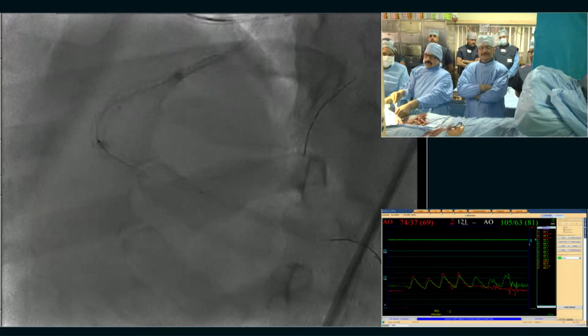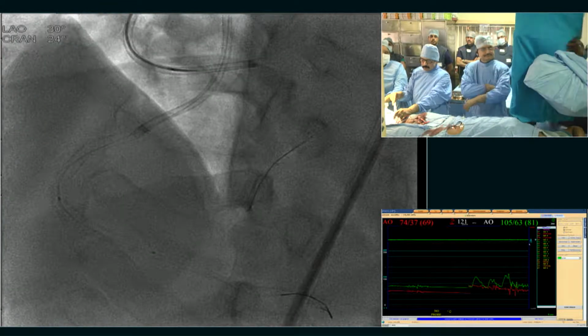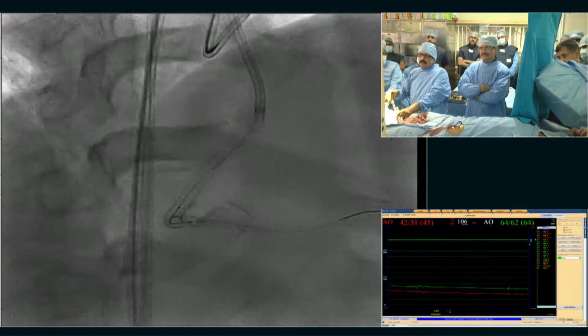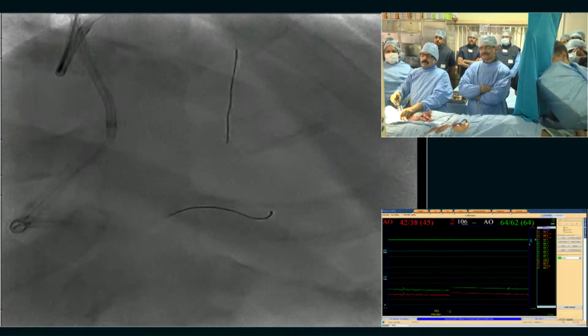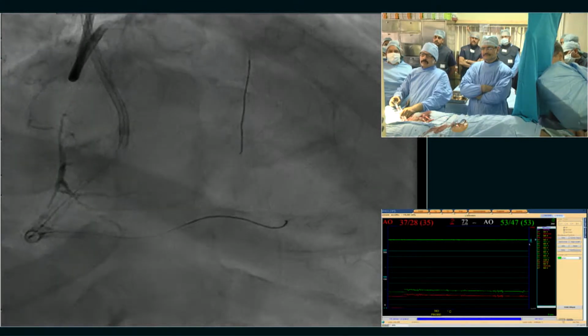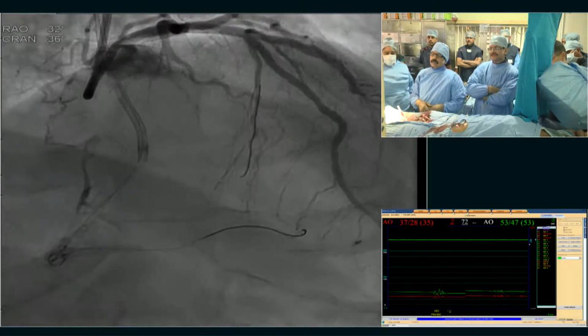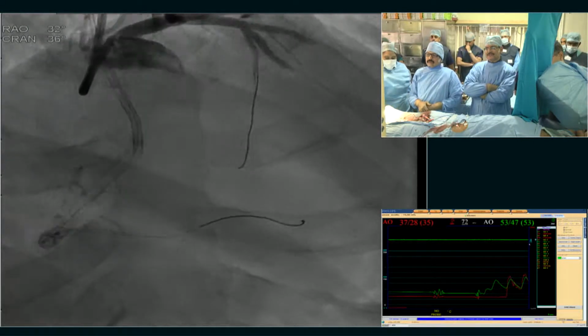You can do RAO cranial. There is the disappearing of the collateral connecting to the PDA, and the PLV is filling. You can see the PLV is beautifully filling through the epicardial collateral.